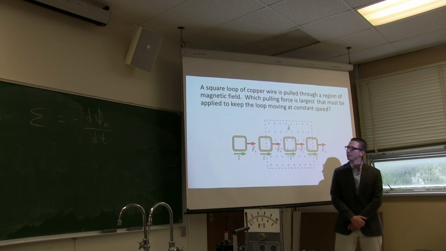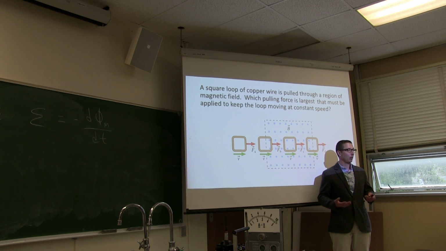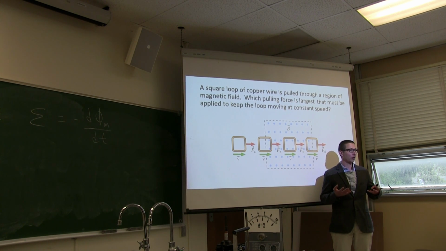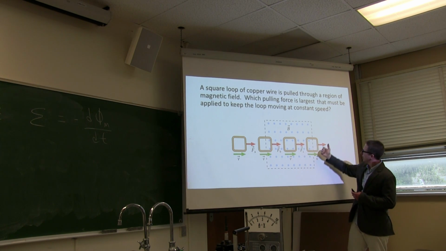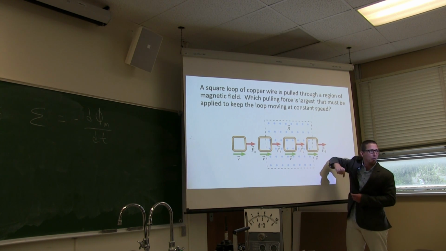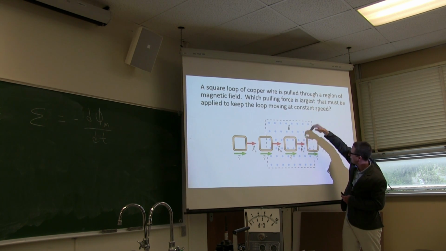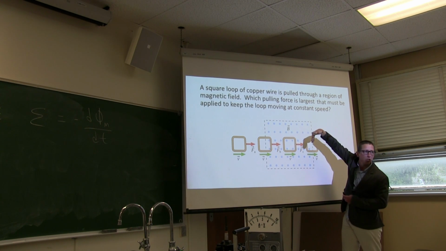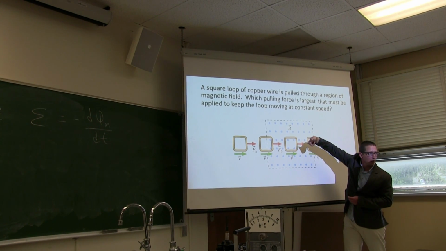Yes? When it's leaving the field, will it induce a current that will create a magnetic field also coming out of the board since it wants to resist the change in flux? Exactly. Now the flux is decreasing. It wants to restore that flux. So it creates a current now in the counterclockwise direction. Well, actually, let's see. On this section of the wire, the current is down. The field is out. So the force is this way.